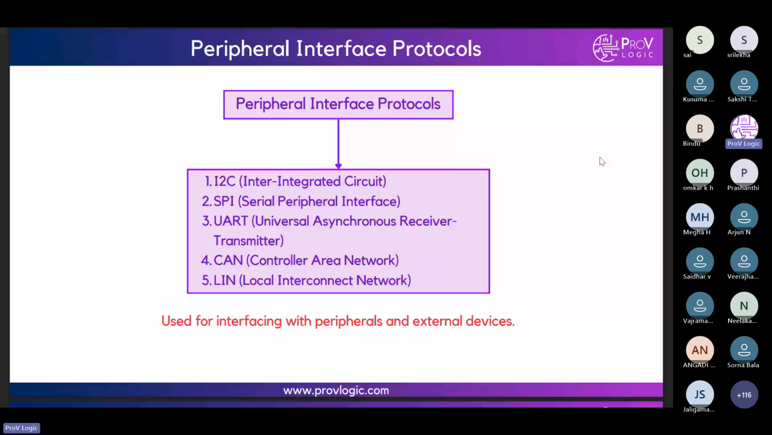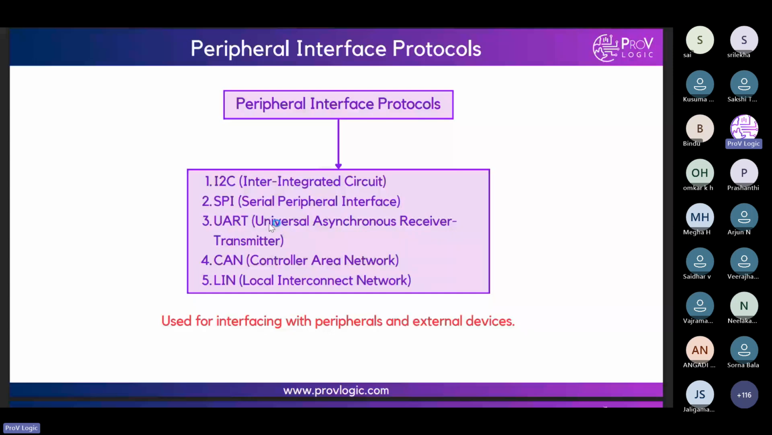Okay. So the next thing is peripheral interface protocols. What are the different peripheral interface protocols we have, like I2C, SPI, UART? Again, in this there are different categories: serial communication, low speed, high speed, intra-communication, intercommunication. If you see these 3 examples, UART, SPI, and I2C, UART is an intra communication.